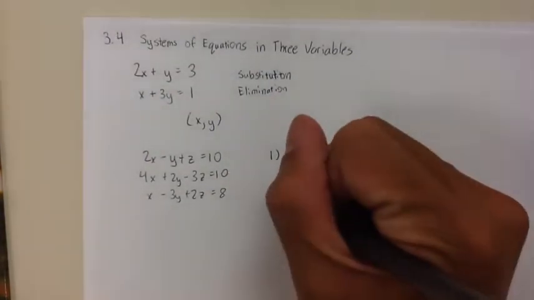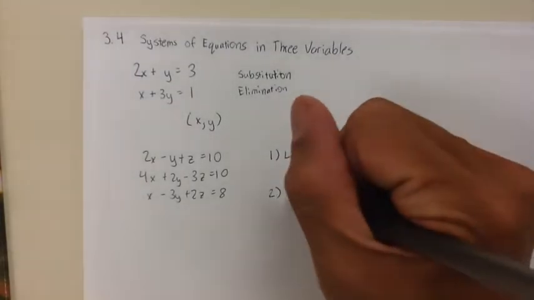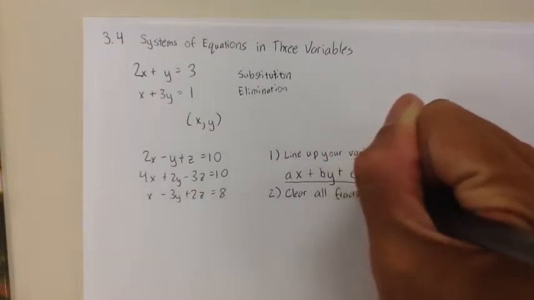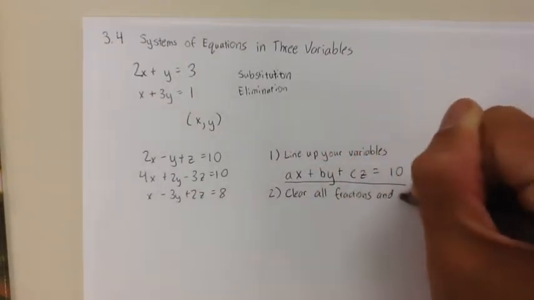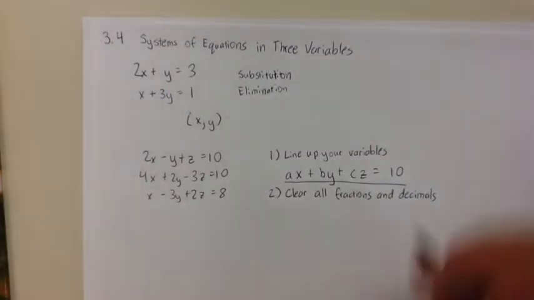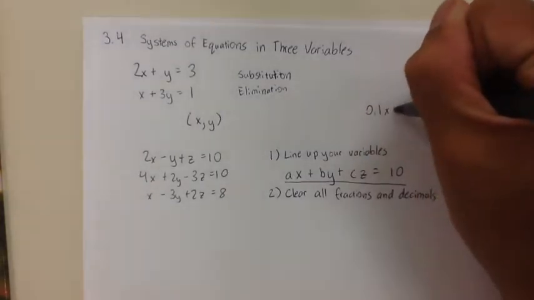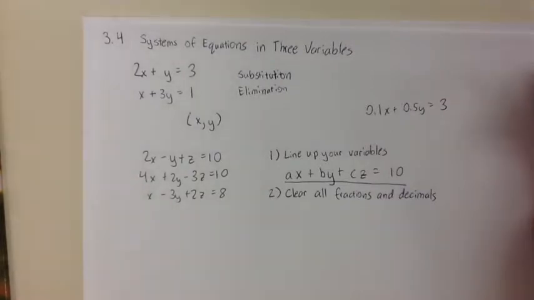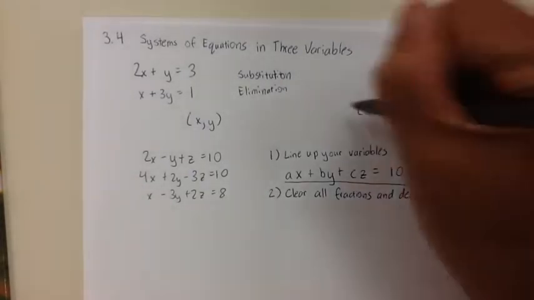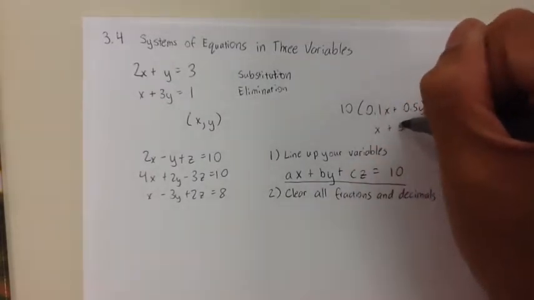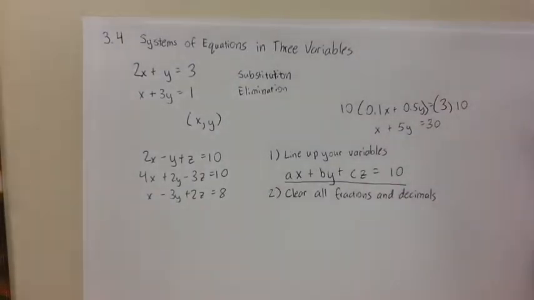The next thing you should do is, if there are any, in this case we don't, but if there are any, you want to clear all fractions and decimals. And how do you clear all fractions and decimals? Well, let's say that I have 0.1x plus 0.5y equals 3. I really don't want to deal with decimals, so I can easily clear them all by multiplying both sides by 10. This would give me x plus 5y equals 30, and that would be a little bit easier to solve. So that's step 2.